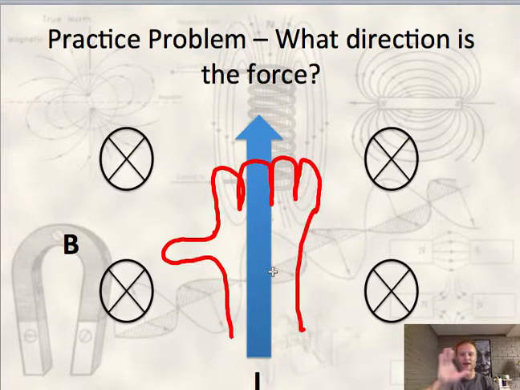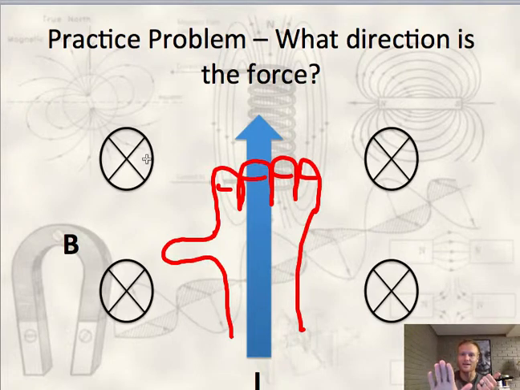Now, how did I know that my hand should be like this and not like this? It's really difficult to explain in terms of virtual world. The reason I have my hand like this, so like these would be my fingernails here, is because notice the B field is going into the screen, and so my palm should be facing into the screen.